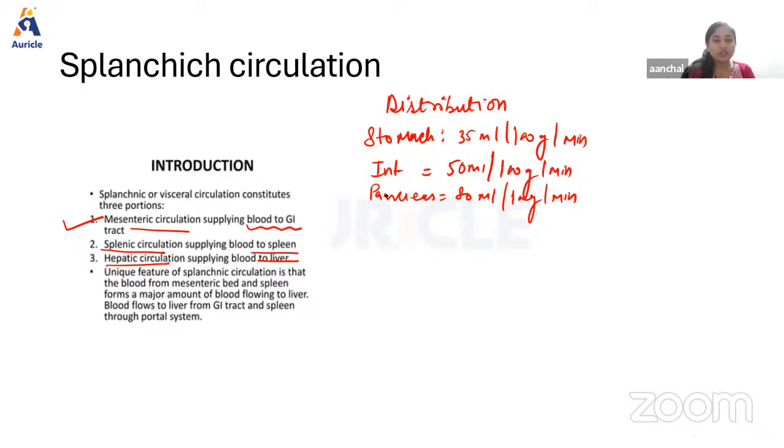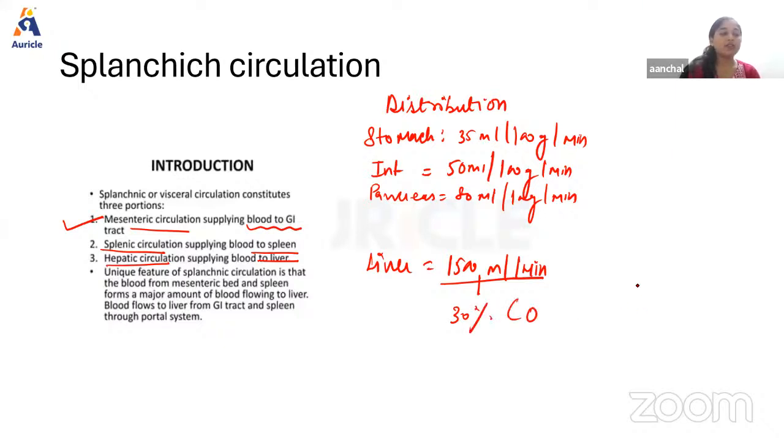Fine. Now finally we have the third one, that is hepatic circulation. The liver receives blood from the hepatic artery and portal vein. The liver receives the maximum amount of blood compared to any other organ, like the heart or kidney. Most of the metabolic activity is also carried out by the liver, and blood flow to the liver is approximately 1500 ml per minute, which is 30% of total cardiac output.